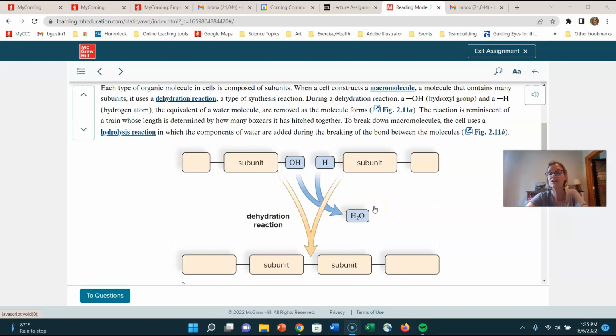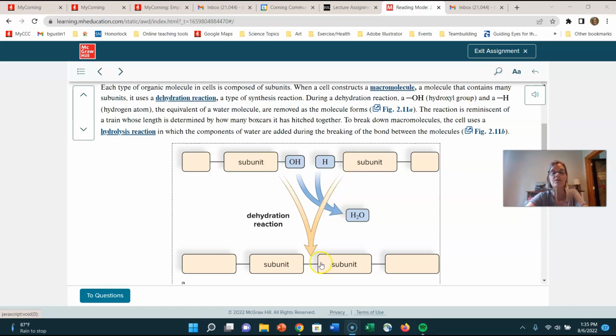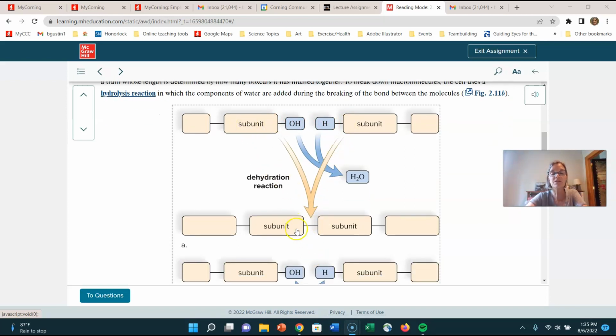So what happens commonly in biochemical reactions is when you remove a water from these 2 similar molecules, an OH and an H makes an H2O. Now you've got these things that need to bond to something and they end up bonding to each other. So a dehydration reaction makes larger molecules.